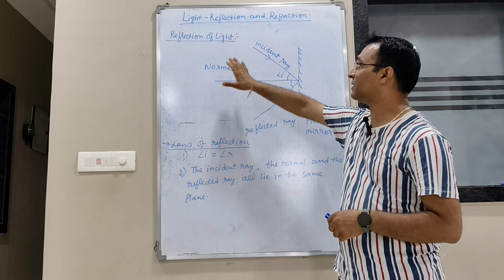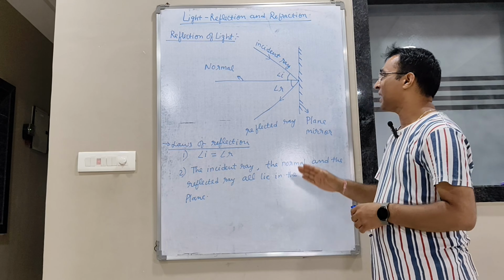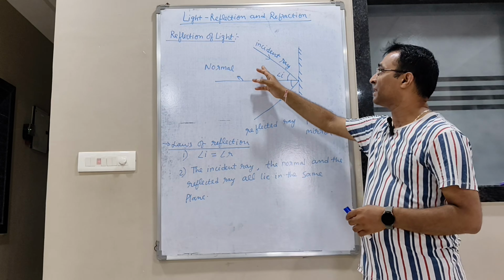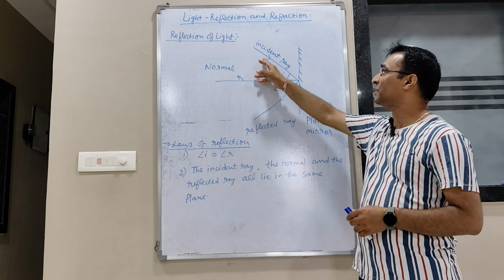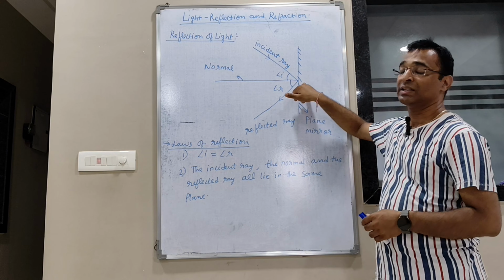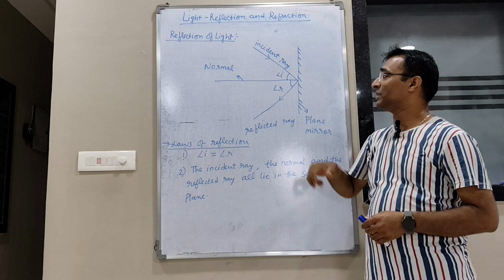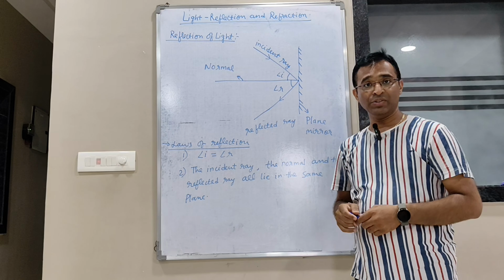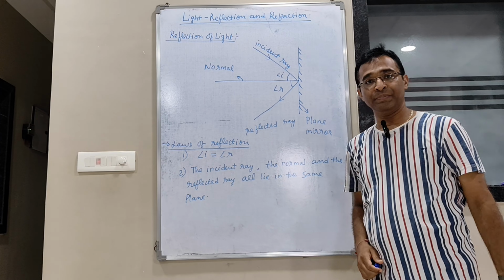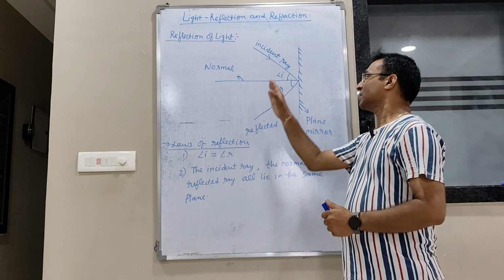So let's start with reflection. Reflection of light. As you can see in this ray diagram, I have plotted one mirror and an imaginary normal line. When an incident ray comes with an inclined angle and hits the plane mirror, it reflects back into the same medium. As you can see, the incident ray and the reflected ray are both in the same medium. Therefore, this phenomenon is known as reflection.